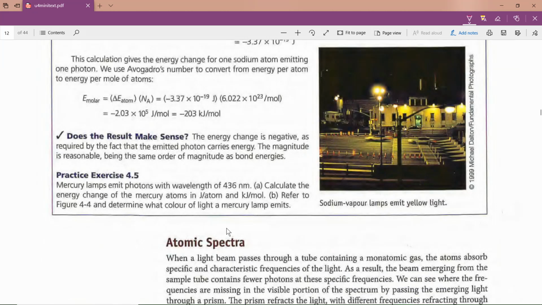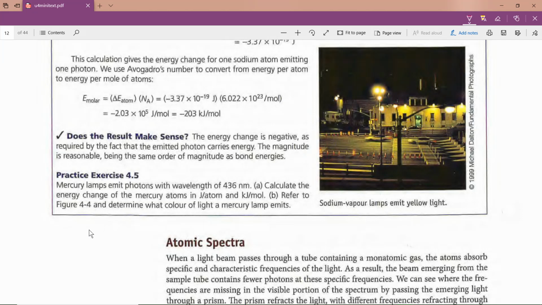Okay, let's try one together. Mercury lamps emit photons with a wavelength of 436 nanometers. Calculate the energy change in the mercury atoms in joules per atom and kilojoules per mole. And if you looked at a picture, it turns out mercury is bluish in color, blue in color.